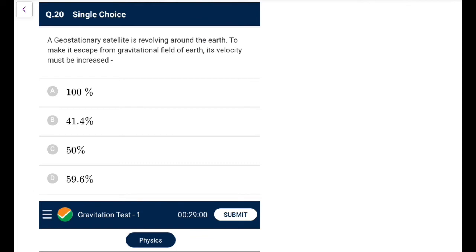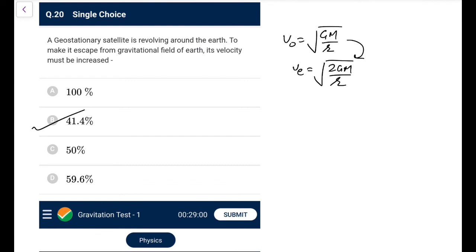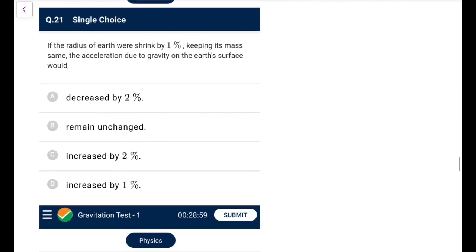For any satellite, you know the orbital velocity is √(GM/r), and the escape speed at distance r is √(2GM/r). So irrespective of whether it is geostationary or something else, for any satellite in a circular orbit, the speed needs to become √2 times, or you can say it has to be increased by 41.4%. So it's a general answer for any satellite.